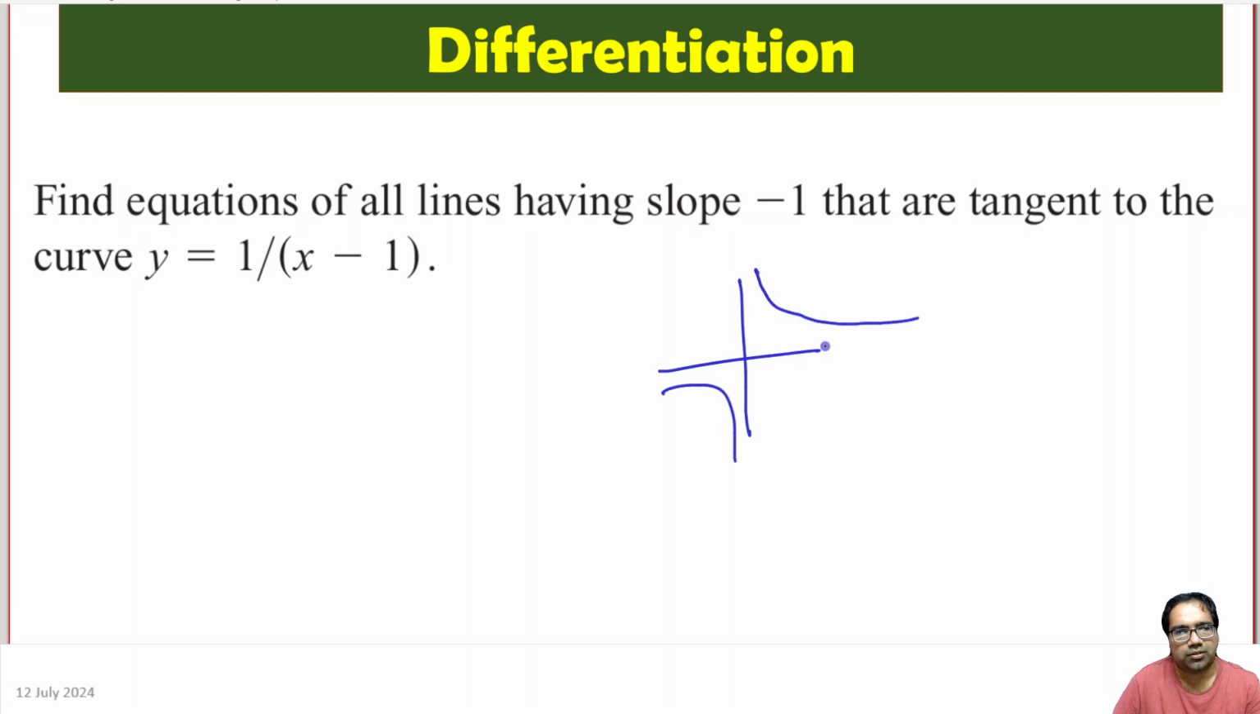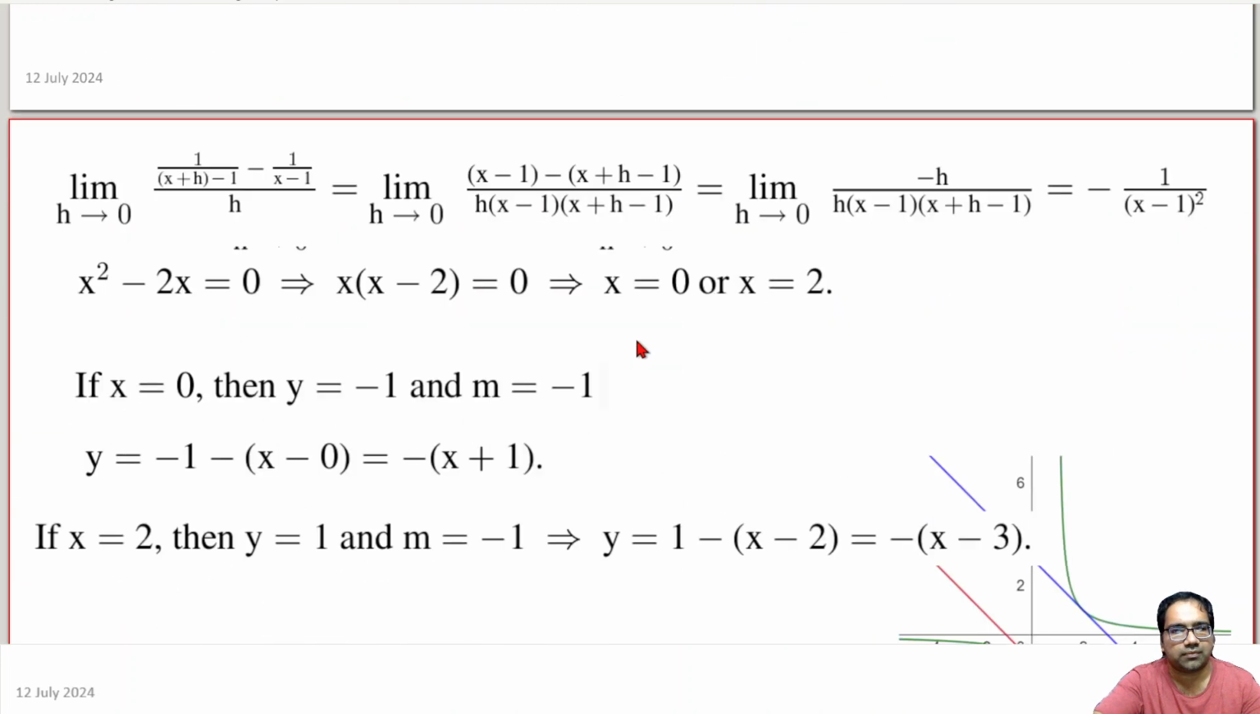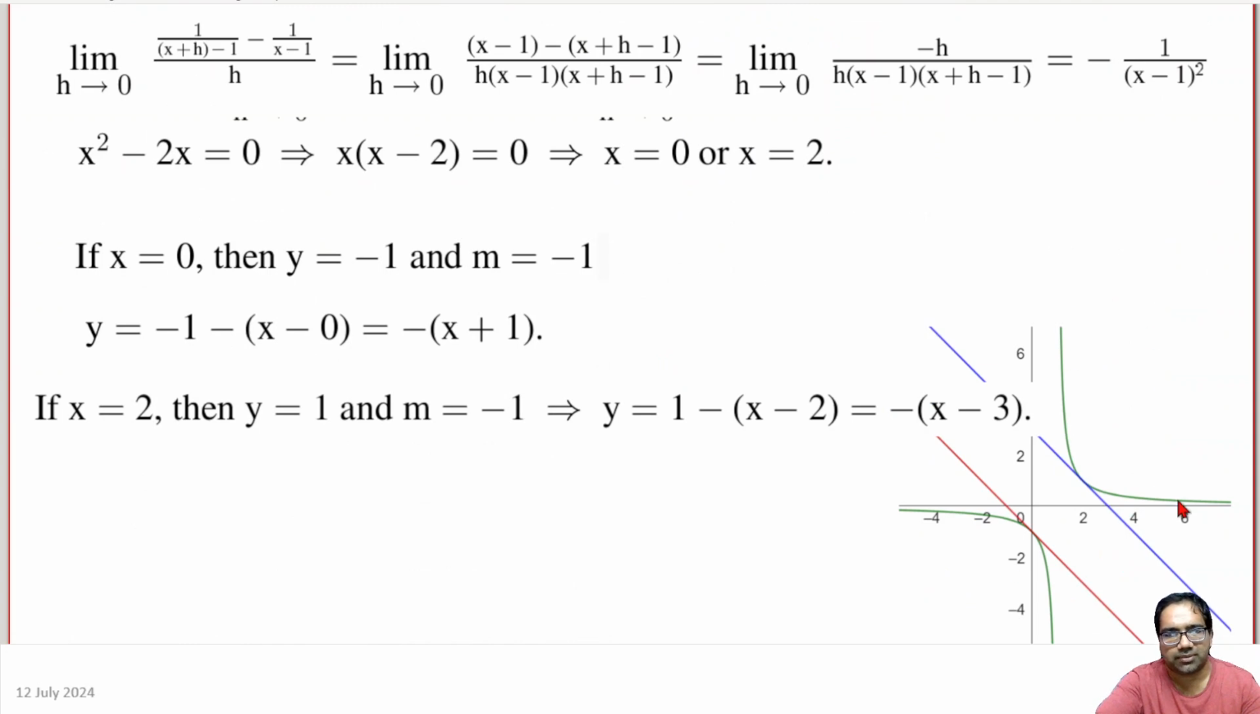It has got both horizontal and vertical axes as asymptotes. Now 1 by x minus 1 is the same curve shifted 1 unit towards the right. It looks something like this, right? For example, this green curve shifted 1 unit towards the right.